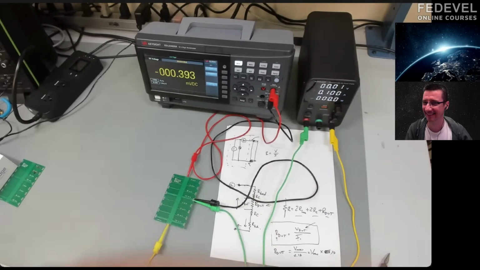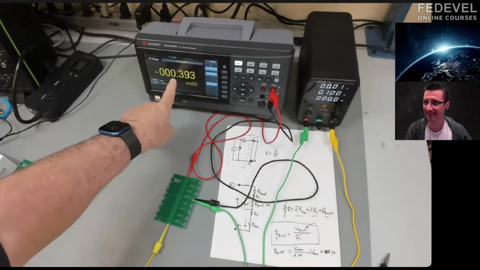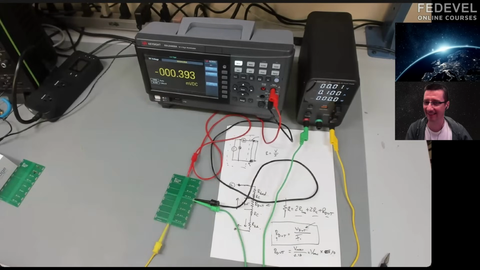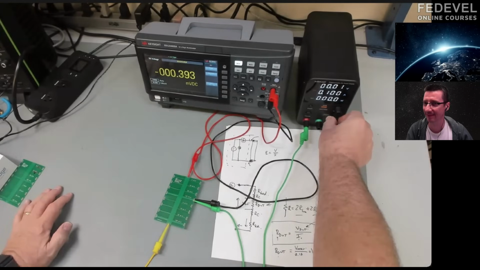Because this is a tenth of an amp. If we get an amp, we ought to get 3.9 millivolts, which would be curious. If this is 1 in the denominator, then the resistance is literally the voltage in millivolts in ohms. So let's crank it up.